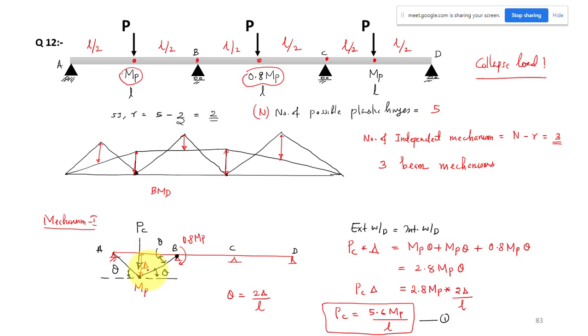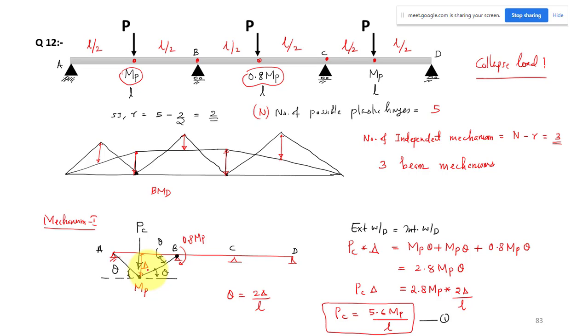Sir, if instead of 0.8 MB we have MP, then can you use the equation MP whole into L plus B divided by AP in mechanism 1? Or we have to derive like the way you derived only?